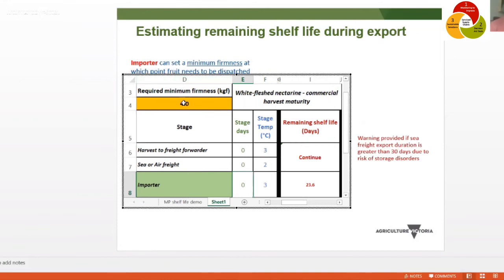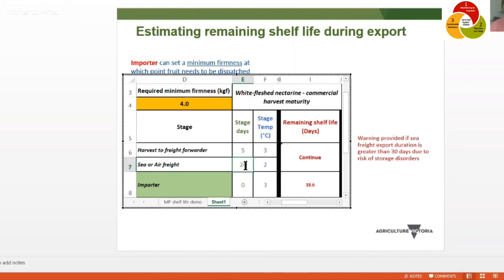the importer or whoever's using it can set a minimum firmness here, at which point they want to distribute or sell the fruit. So in this case, we'll say that once the fruit gets to 4 kilos, the importer wants to sell it. So then you can start putting in some numbers and get a remaining shelf life. So harvest to freight forwarder, again, 5 days. Let's do a sea freight scenario. Okay, and it tells you, yeah, that's fine, continue.